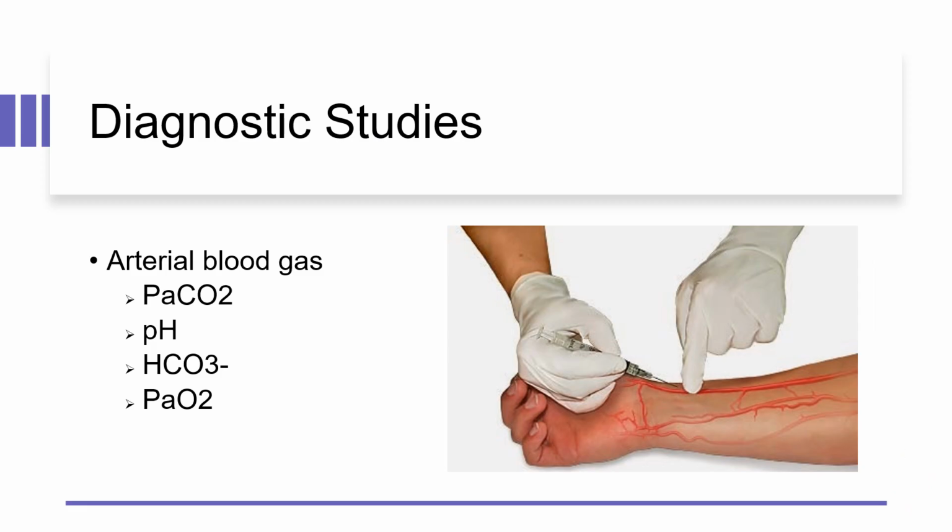Moving on to diagnostic studies. Again, this is for the respiratory system. ABGs, arterial blood gas, and we're going to go into this more later. So right now, you should be familiar with the PaCO2, the pH, HCO3, and PaO2. So that's partial pressure of carbon dioxide, our pH, bicarbonate, and partial pressure of oxygen. Okay, that's what we call these when we're referring to arterial blood.